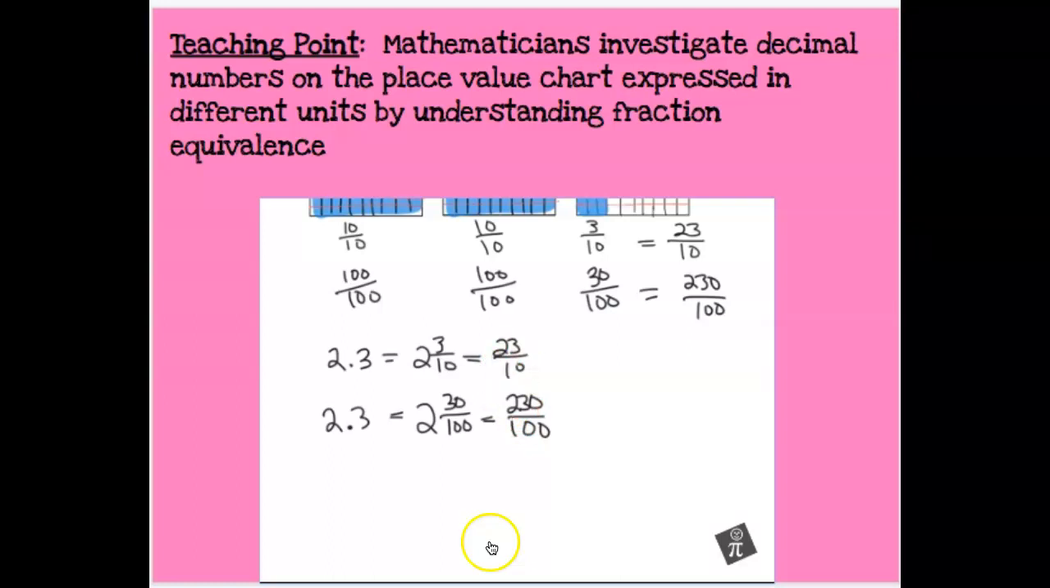So we're making these connections, these equivalencies between the decimals, the fractions, and our, I guess improper fraction, but I don't want to call it improper fraction. I'm just saying 23 tenths.